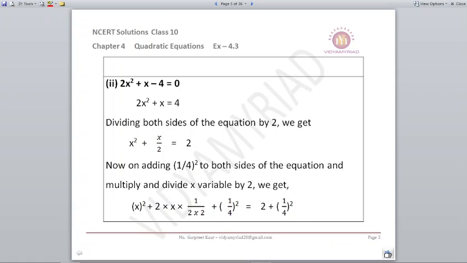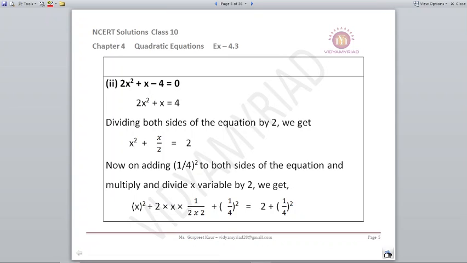Your a is x, your b is 1 upon 4. And the formula states that a square plus 2ab plus b square. So my b is 1 upon 4 from the equation, so I will do 1 upon 4 the whole square. I will put it on the right side also and the left hand side also, only then I can equate it.